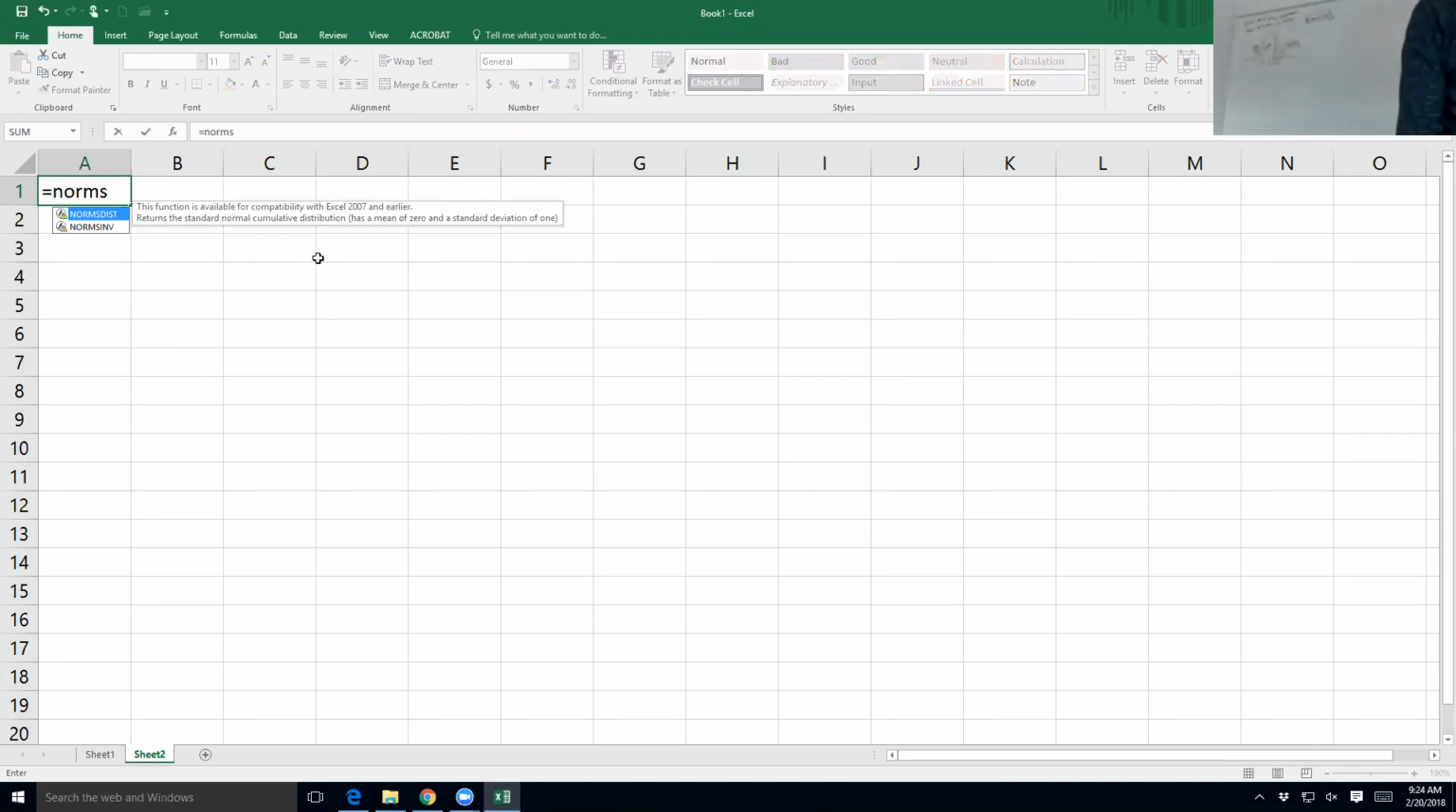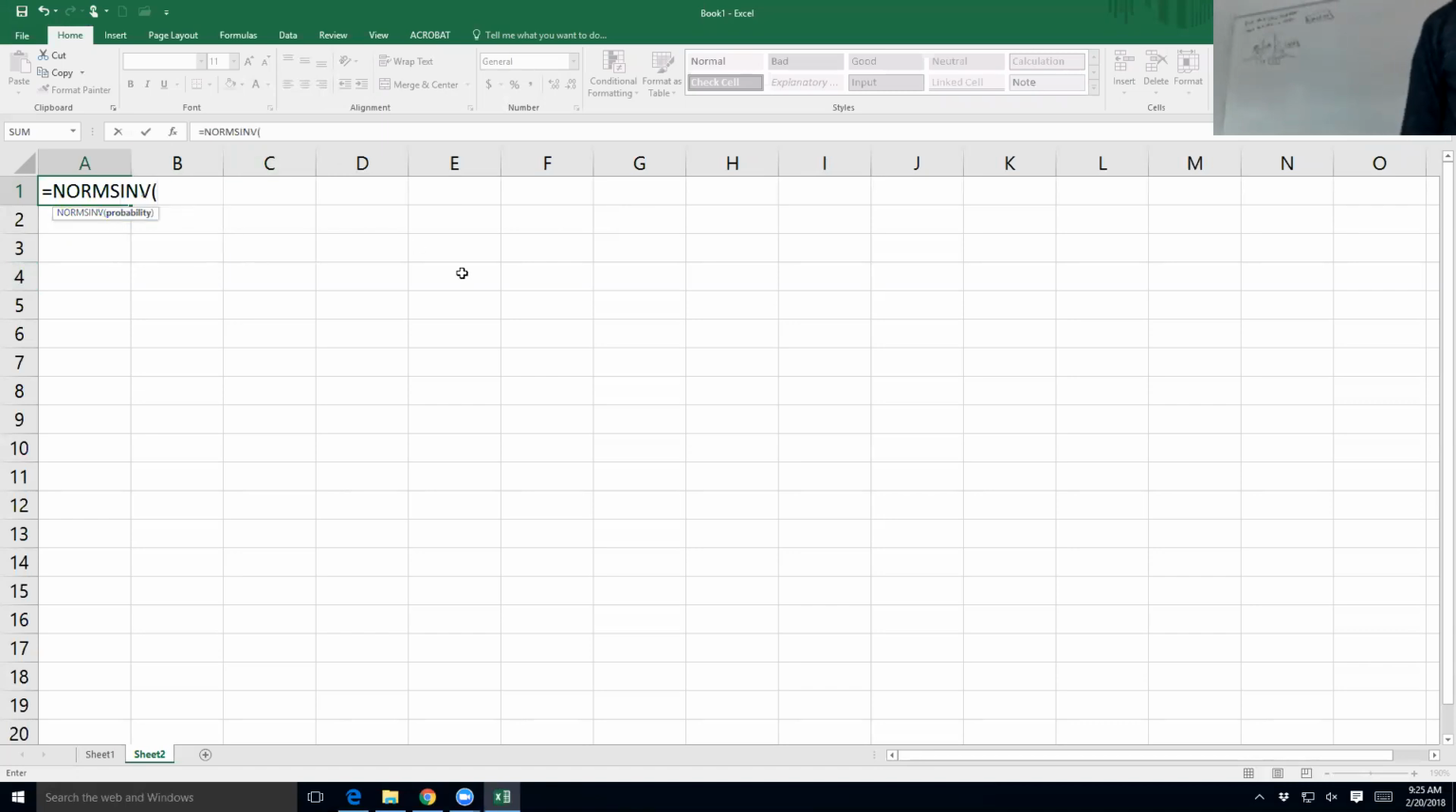0.5668 in this case. By the way, there's also another command that has periods in it, norm.s.inverse. It's a little bit harder to use. You can use it if you can, but this is easier. So use the one without periods: norm s dist. We will use dist later today too.